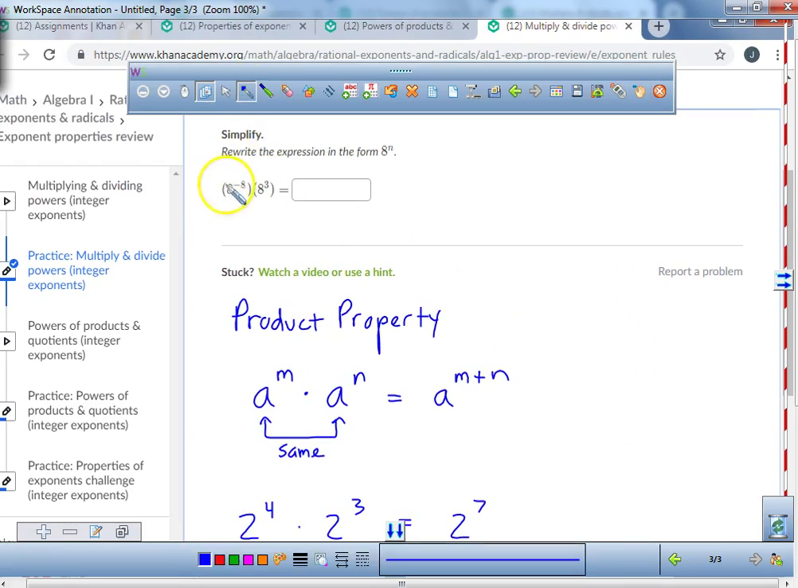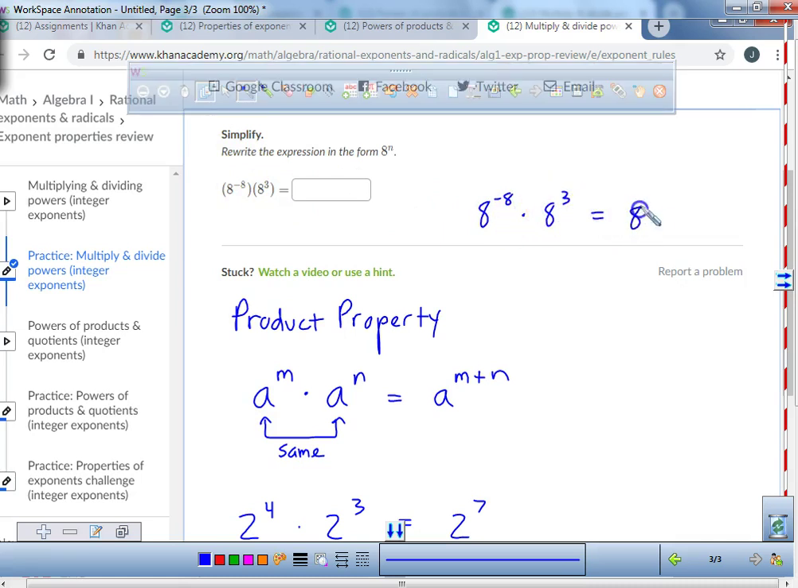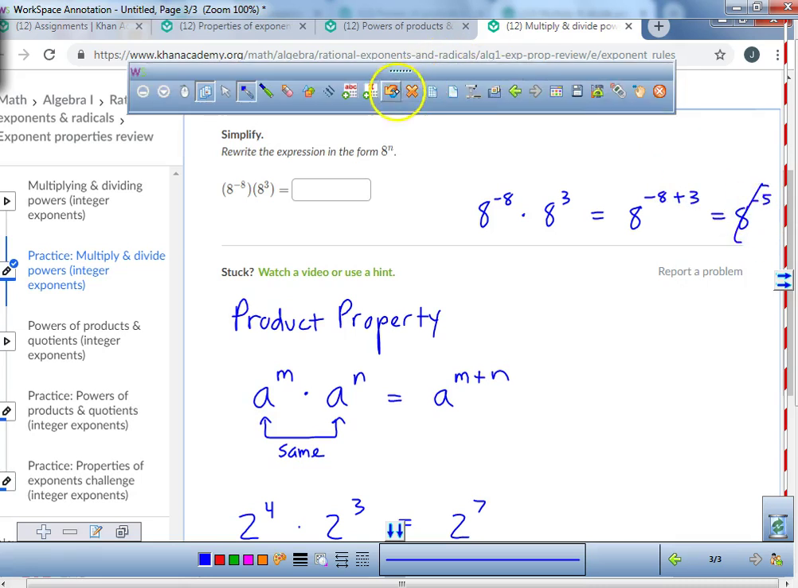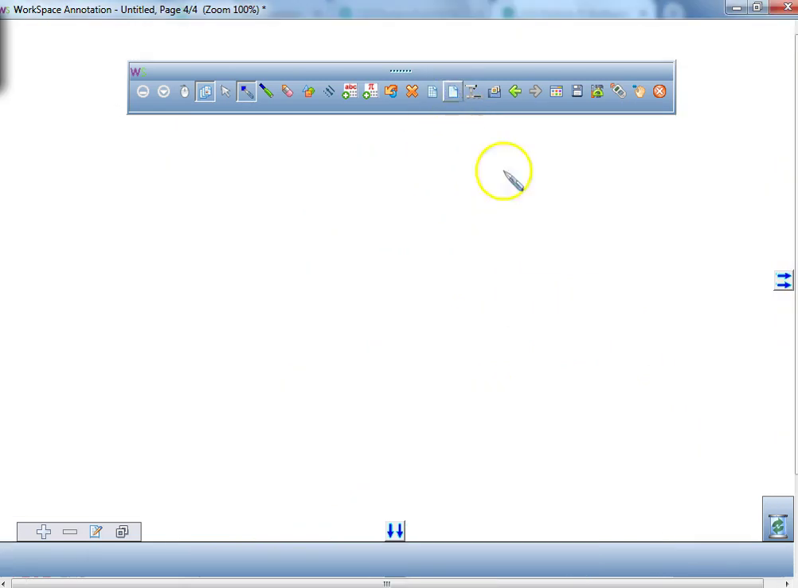So all I'm going to do right now is take negative 8 and 3 and add them together. That gets 8 to the negative 5. I'm going to put 8 to the power of negative 5. I'm going to quickly go over what negative exponents mean before I type this in. You're wondering, what is a negative exponent?